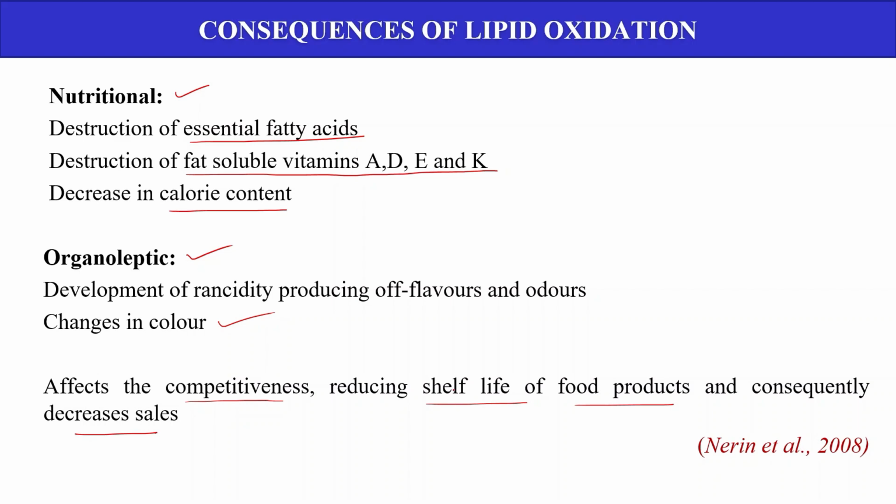So the major question till now is: what is autooxidation, what are its steps, and what are the consequences of lipid oxidation. So it affects the nutritional quality, it affects the organoleptic quality, and then ultimately affects the shelf life of the food products. There occurs destruction of essential fatty acids, destruction of fat soluble vitamins A, D, K, and also a decrease in the caloric content. And if you see the organoleptic consequences, there occurs development of rancidity, producing off flavors and others, and also changes in color. So it affects the competitiveness, reduces the shelf life of food products, and consequently decreases the sales.